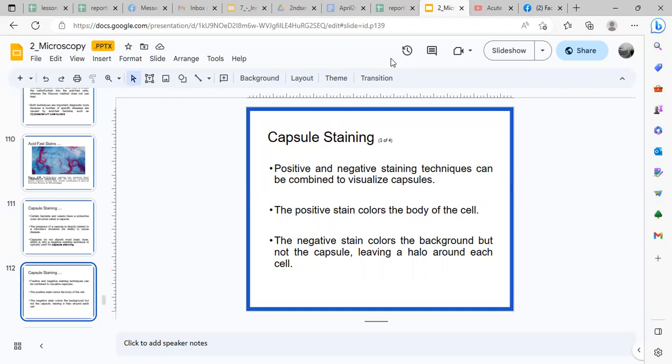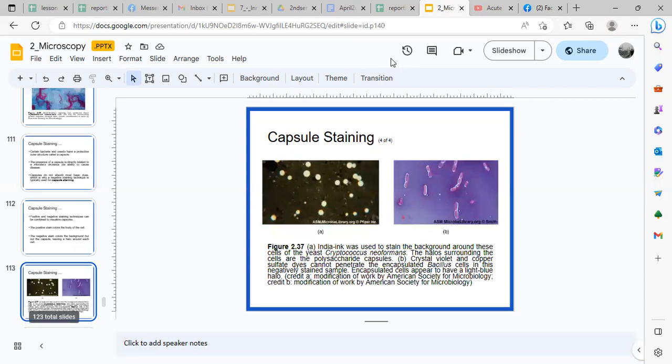Okay, so you can use the negative staining to stain the background, and then the positive stain to make the organism absorb. So the positive stain colors the body of the cell, while the negative stain colors the background. So you have a halo because the capsule does not absorb.